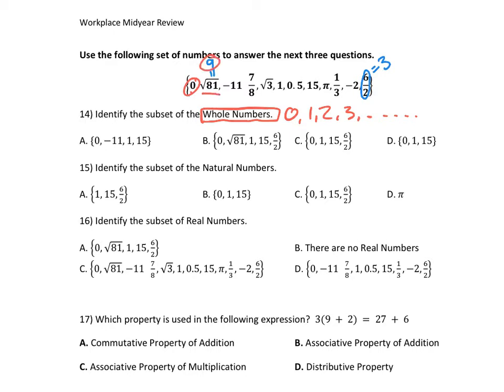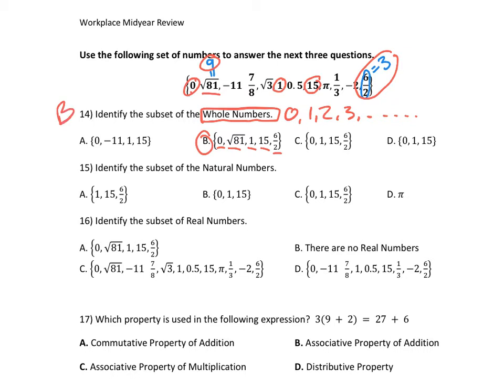So our square root of 81. And then 15 and 3, so 6 over 2. So we need to look for our answer choice that has all of those. Oh, and 1 is in there too. Oops. So we have letter B is the one that has all of them: 0, square root of 81, 1, 15, and 6 over 2. So B would be your answer.